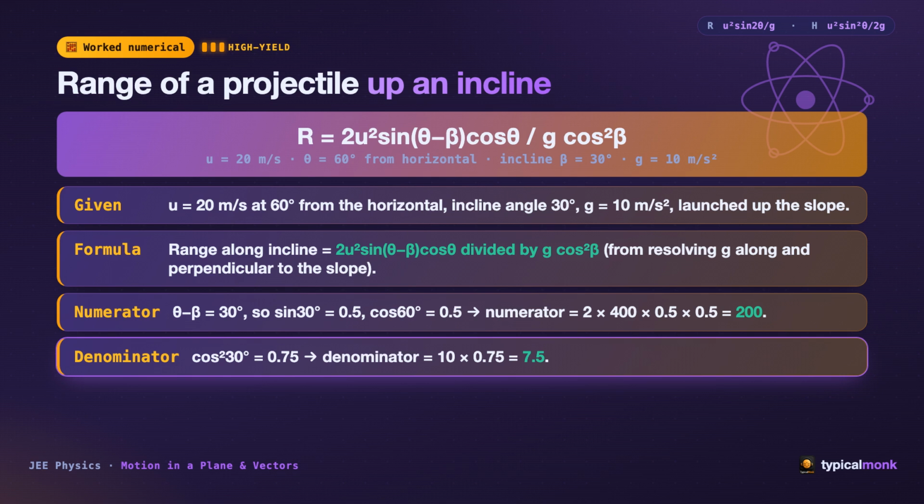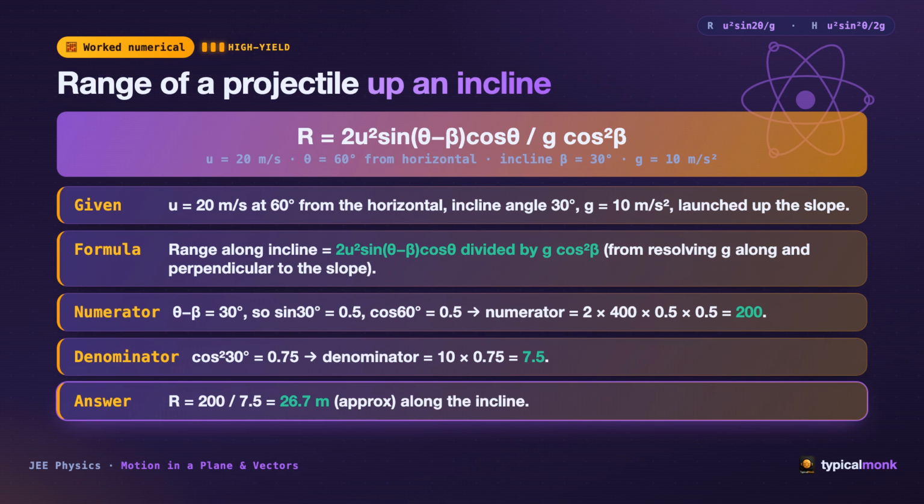Step 4. The denominator. Cosine squared of 30 degrees is 0.75. So the denominator is 10 times 0.75, which is 7.5. Step 5. Divide. 200 divided by 7.5 is about 26.7 meters. That is your range along the incline.